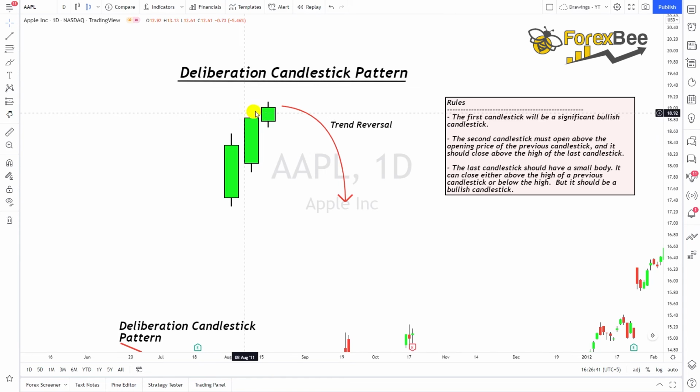And the third rule is that the third candle should be a small body bullish candle, and it can close above or below the high of the second candle. So this represents that the buyers are losing momentum and sellers are coming in the market. So that's why after the formation of deliberation candlestick pattern, the bearish trend starts.